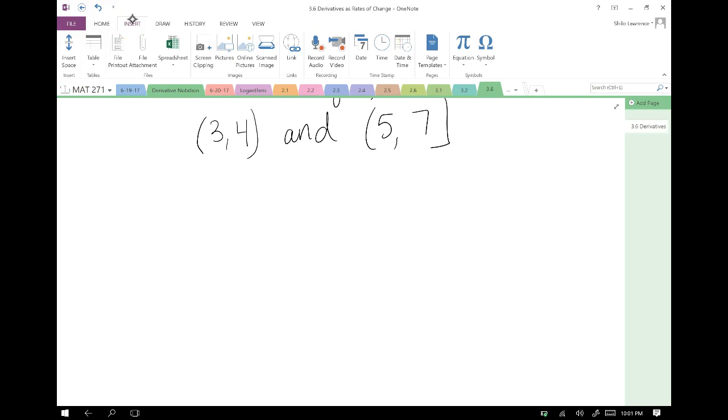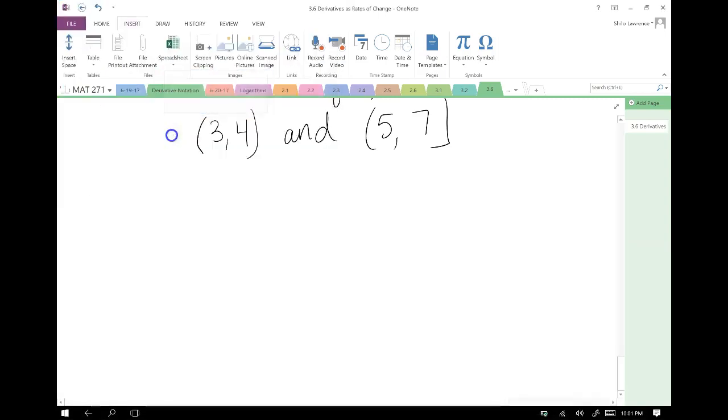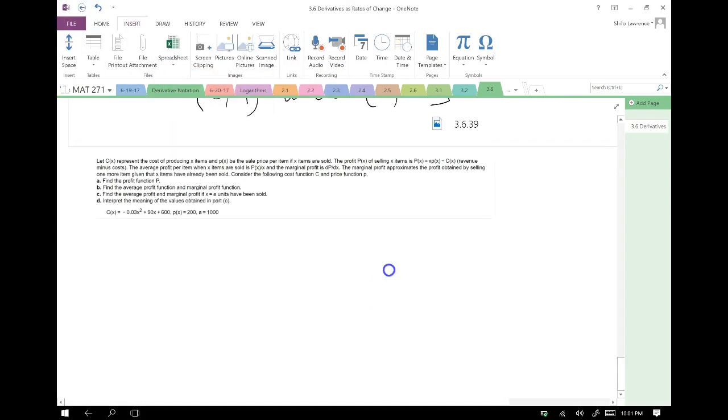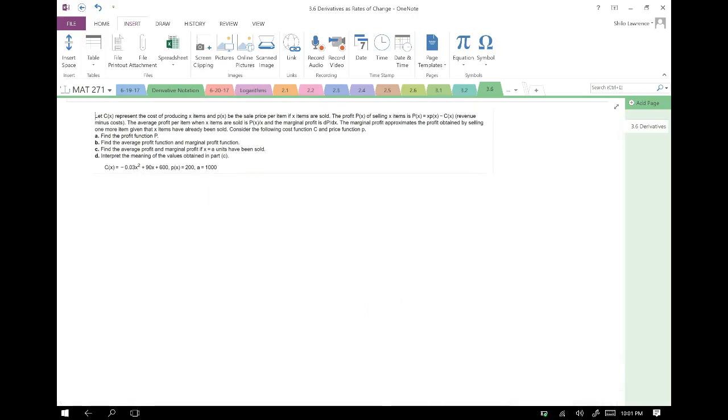And this one is more of like a business application. And you have one just like this again in your homework. And I think it might be the last one. It says, let C of X represent the cost of producing X items, and little p of X be the sale price per item if X items are sold. The profit, capital P of X, of selling X items is capital P of X equals X times little p of X minus C of X.